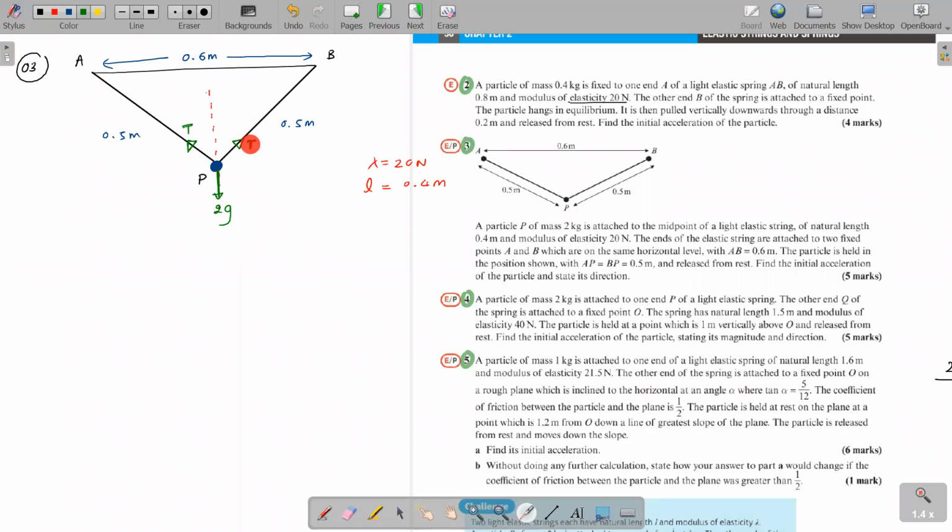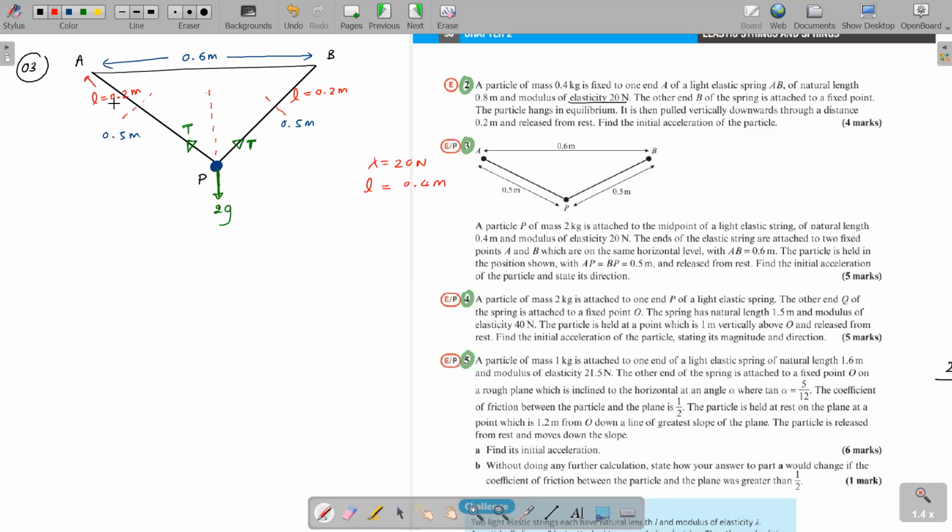Okay, or else if that is tough, you could take this as two separate strings. Because the thing is, now they say the particle is attached to the midpoint, right? So you could take this as two separate strings. When you attach to the midpoint, the natural length of each part of the string will become how much? 0.2 meters. So I could say the natural length of both of these is 0.2 meters.